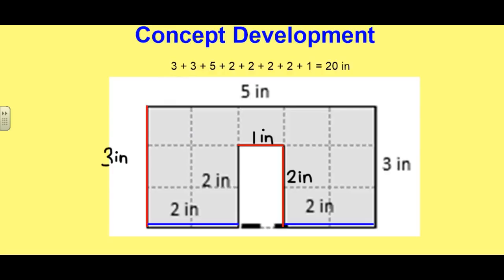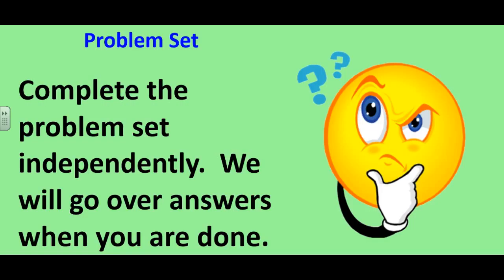So when you added all of the side lengths up for the shape, you should have come up with the perimeter being 20 inches. Okay, now we're ready to move on to the problem set that is going to have some problems similar to the ones that we just did in the concept development. So have that out and ready.